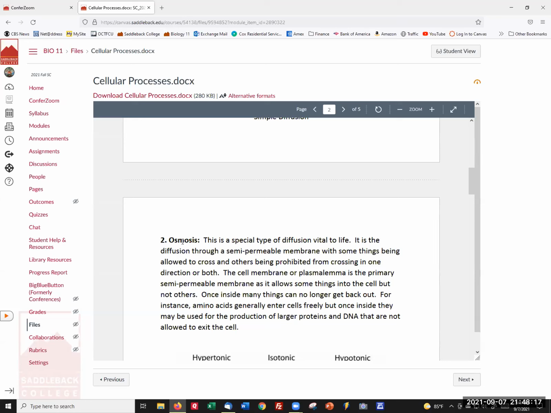Osmosis. It's a special type of diffusion. It's diffusion through a semi-permeable membrane. Something's being allowed to cross the membrane. Something's not, in one or both directions.